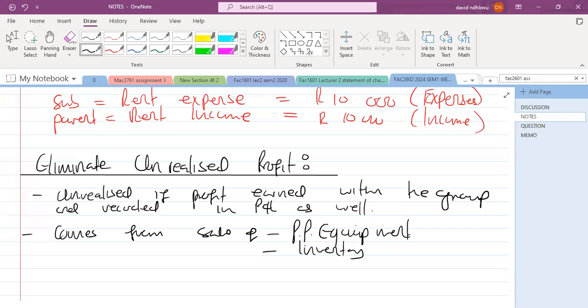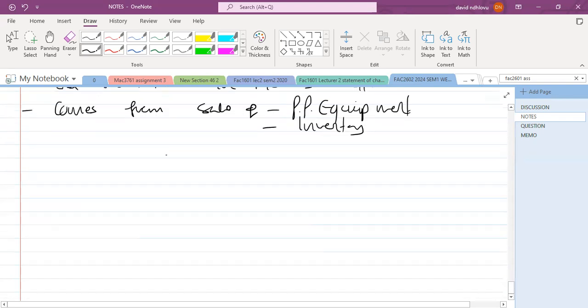So what I want you to do is go through learning unit number 1. I've already given you the theory. Then you look at the examples that they have given of consolidation. We are going to look next week at calculations of consolidation on the acquisition date. So we are going to practice this. This is just practice.